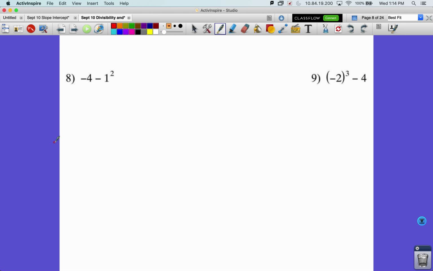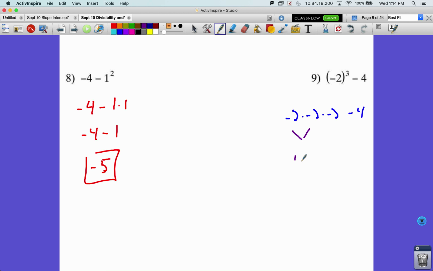Problem number 8, negative 4 minus 1 squared. Here, this minus is not part of what's being squared, so this just becomes negative 4 minus 1 times 1. Negative 4 minus 1 becomes a negative 5. So there we see the negative getting left out. Here, the negative is included. This becomes negative 2 times negative 2 times negative 2 minus 4. I'll just do these one at a time. That becomes a positive 4 times negative 2 minus 4. That becomes a negative 8 minus 4. That becomes a negative 12.